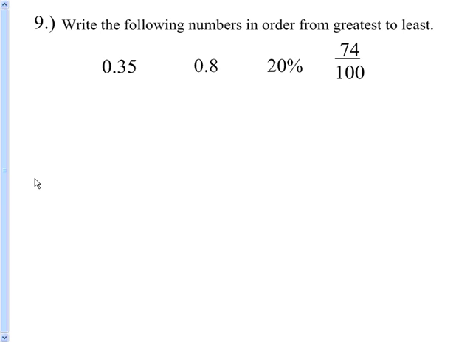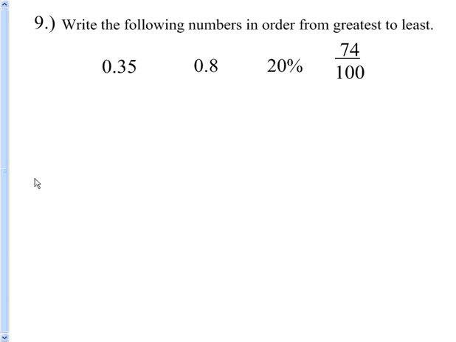This is the homework quiz for week number 16, and this is question number 9, which asks us to write the following numbers in order from greatest to least, from the biggest to the smallest this time. But apart from that, we're going to solve this the same way that we did in question number 8. We're going to put the numbers into the same form.